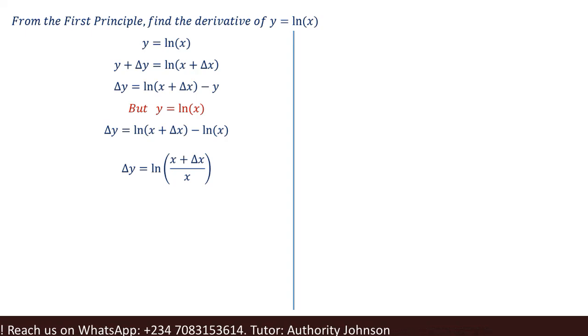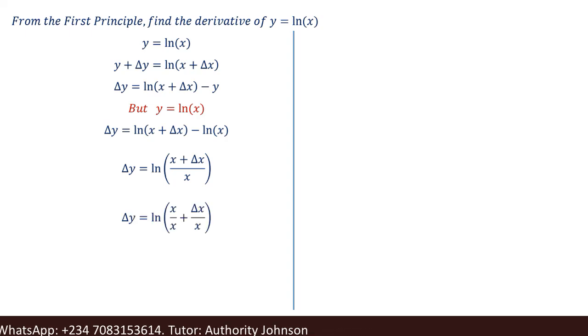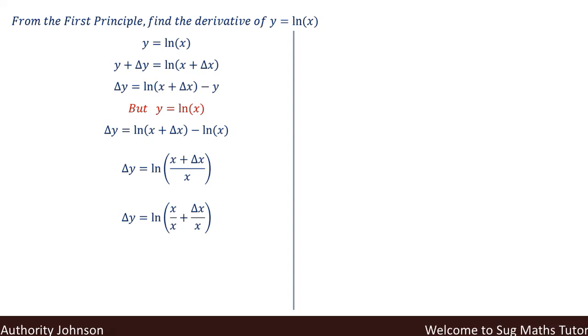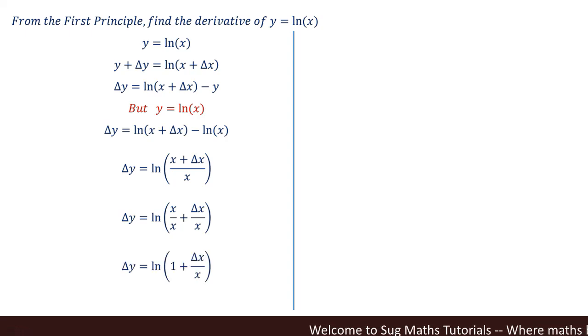Good. So inside this bracket, we can split it into 2 further. Splitting it into 2, we have change in y is equal to ln of open bracket x all over x plus change in x all over x. It's still the same thing, right? If you look for the LCM and combine these together, it's going to give you x plus change in x all over x. Good. Now look at this. In this place, we have x all over x, which is going to give us 1. And then here we have change in x all over x, which still remains the same. So therefore, we are having change in y is equal to ln of 1 plus change in x all over x, right?